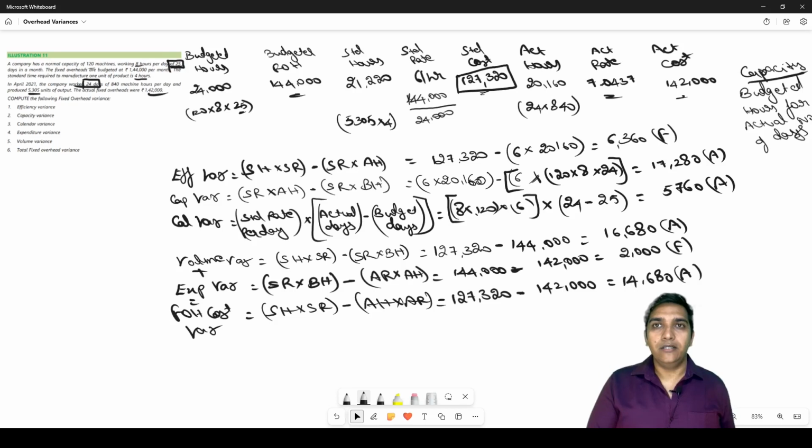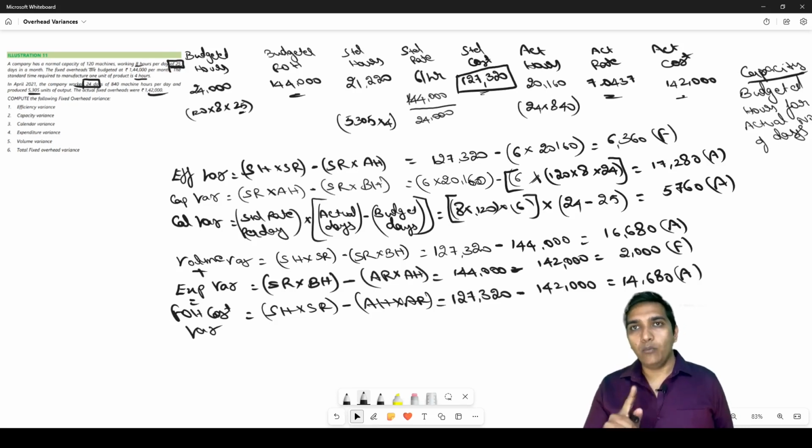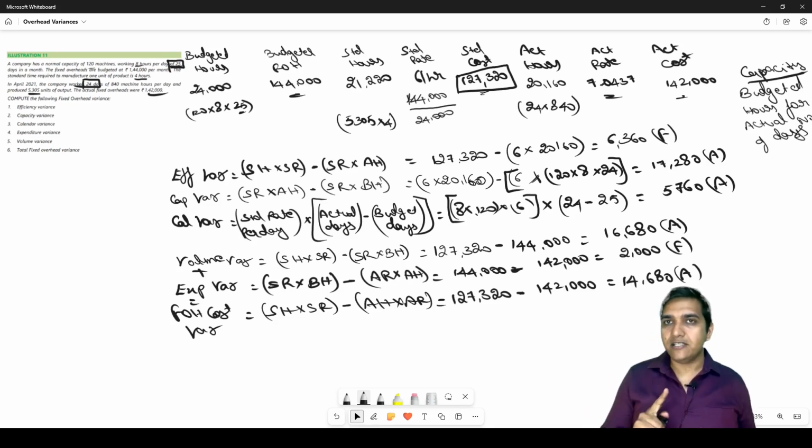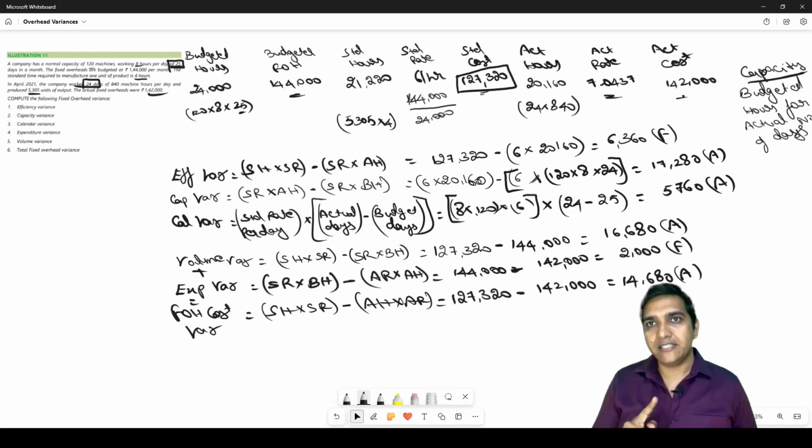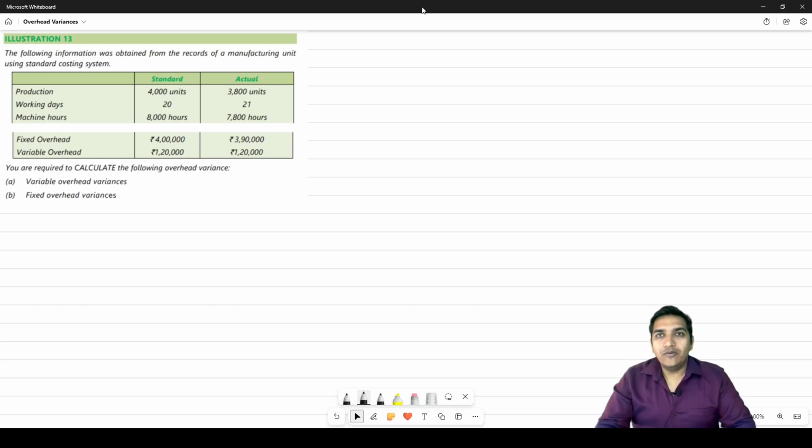Next we will look at one more question of calculating variances, where we will have both variable overhead variances and fixed overhead variances. Now we will do a problem wherein we will calculate both variable overhead variances and fixed overhead variances. First, let us read the problem.